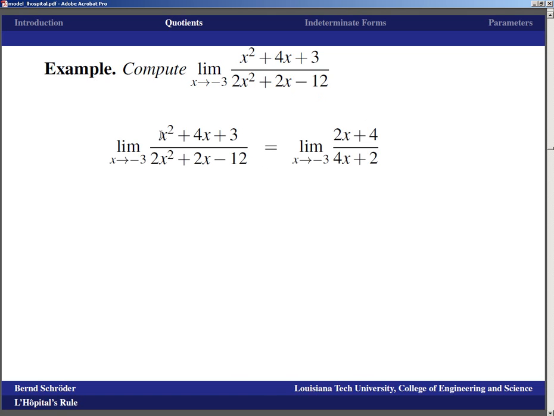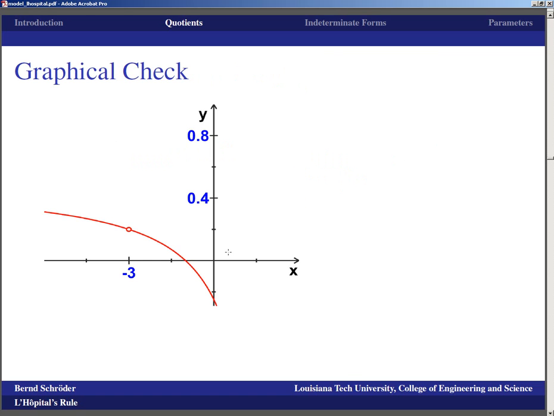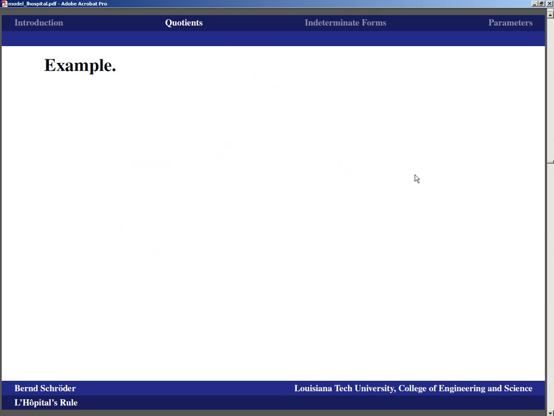The derivative of x squared plus 4x plus 3 is 2x plus 4. The derivative of 2x squared plus 2x minus 12 is 4x plus 2. If we plug in negative 3, we now no longer get 0 over 0. We get negative 2 divided by negative 10, right? And that is 1/5, and that's 0.2. If we look at the graphics, here's the function, here's negative 3, and here's height 0.2. Great, works rather well, doesn't it?